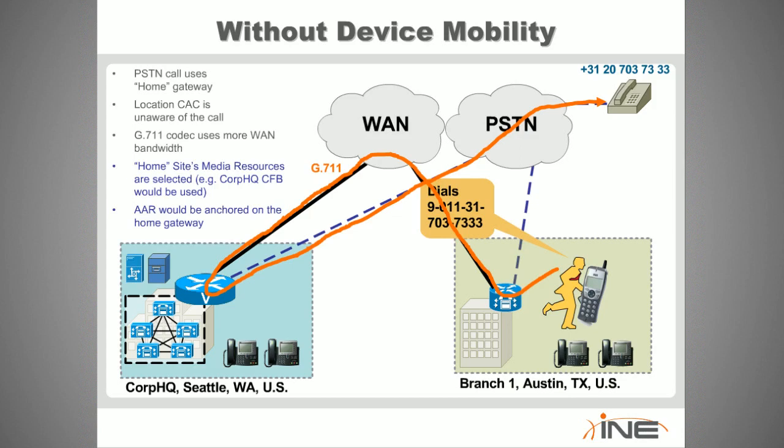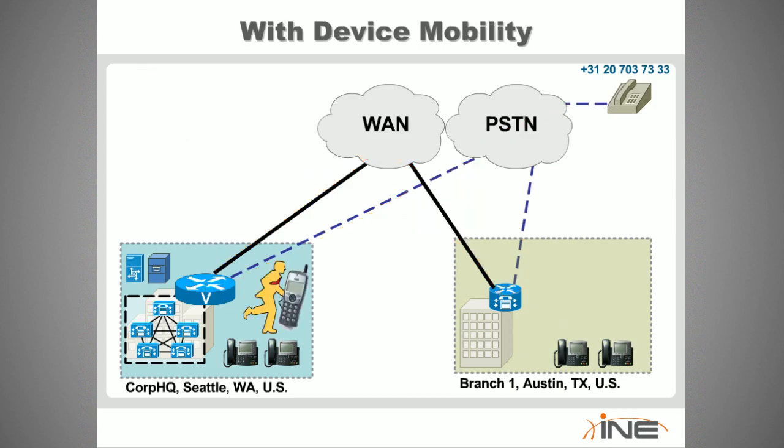Then AAR, if needed to be invoked, would be anchored on the home gateway. Again, RSVP would allow call admission control to properly know the status of the call, and therefore AAR possibly could work, but it's going to be anchored on the home gateway. And if he's trying to call out a local gateway because there's not enough bandwidth across the WAN, well, then that's just going to fail.